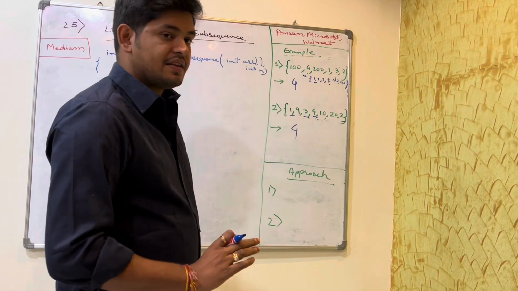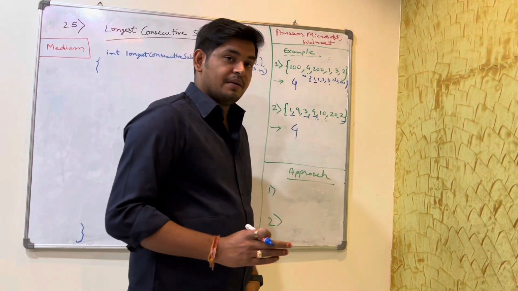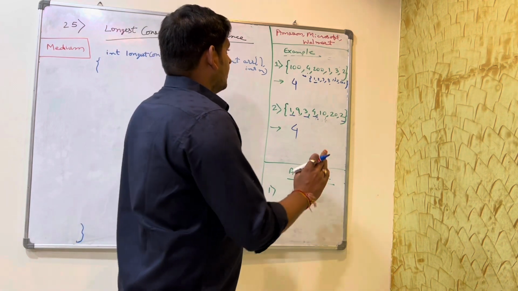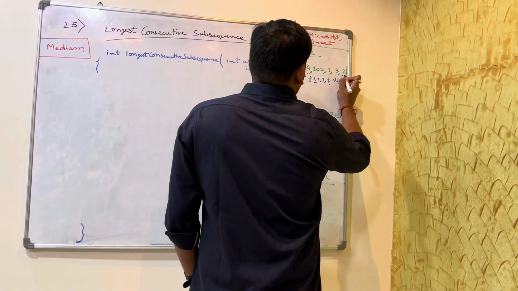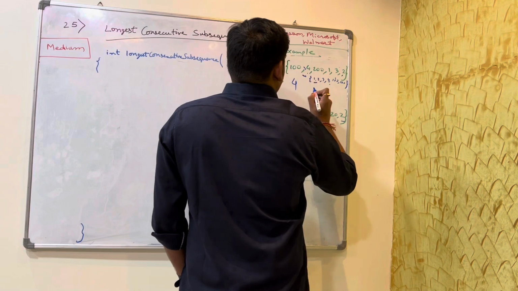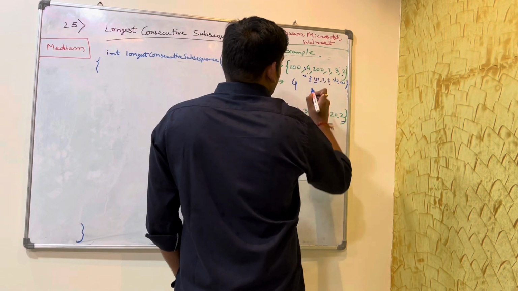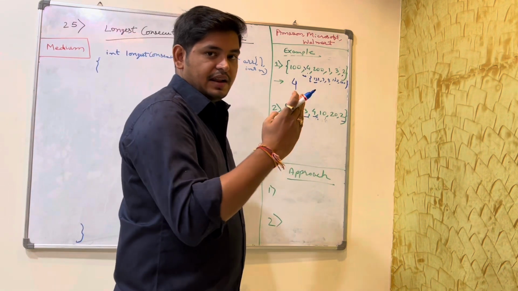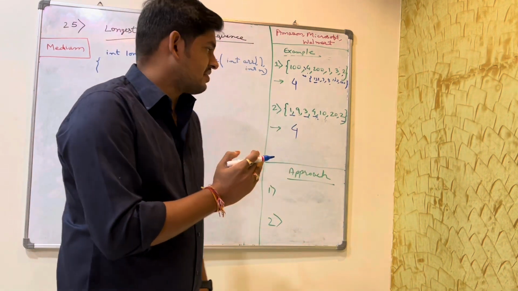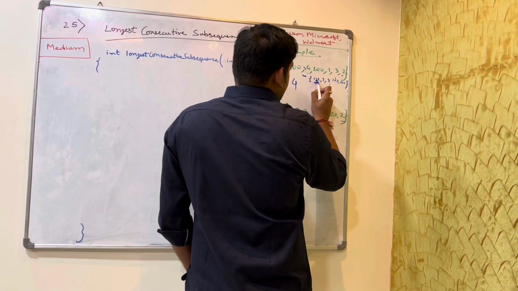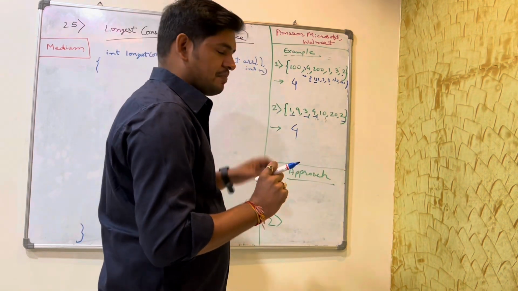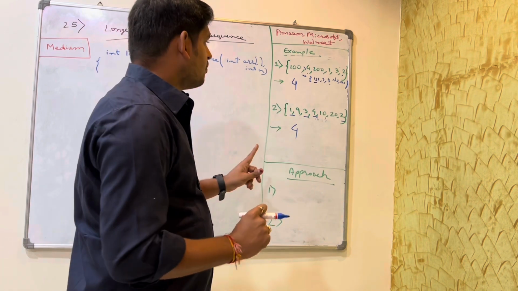Also there is a possibility that the numbers are repeated, so we need to handle that case. Suppose there is one more number, say 2 comes again. If we sort it, then 1, 2, 2. If we follow that pattern, that the next element should be 1 greater than the previous, then it will fail. But 1, 2, 3, 4 is still a subsequence which is present, and that is consecutive. So we should handle that case.